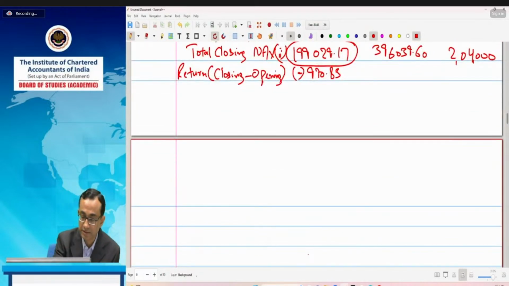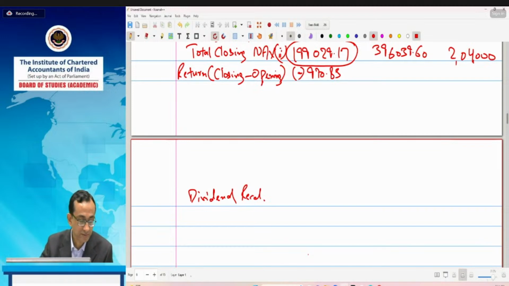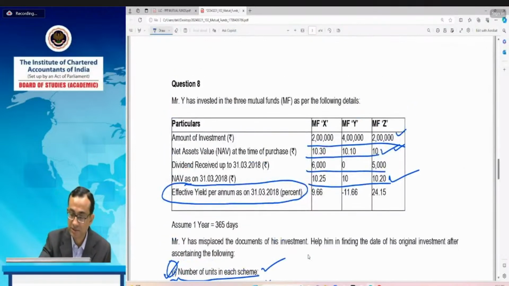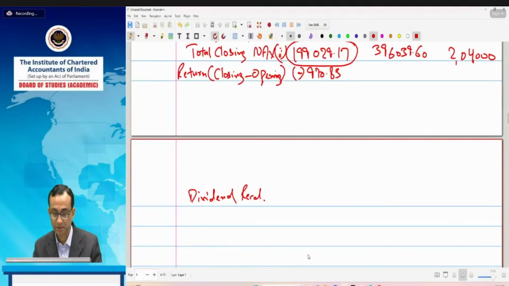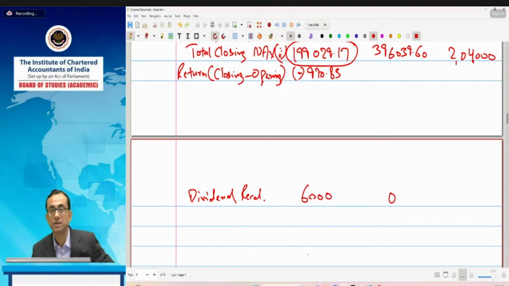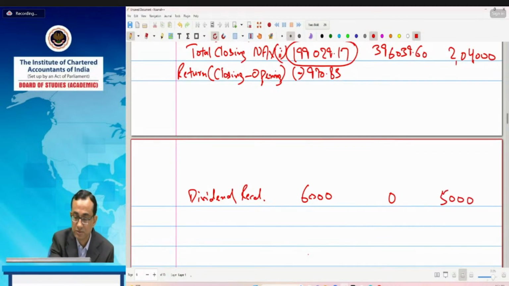Now we will add the dividend received, which is given in the question itself. So let us add this dividend: 6,000 in case of X, nil in case of Y, and 5,000 in case of Z. So by adding this, that is the return, closing minus opening plus dividend, we will get the total yield.